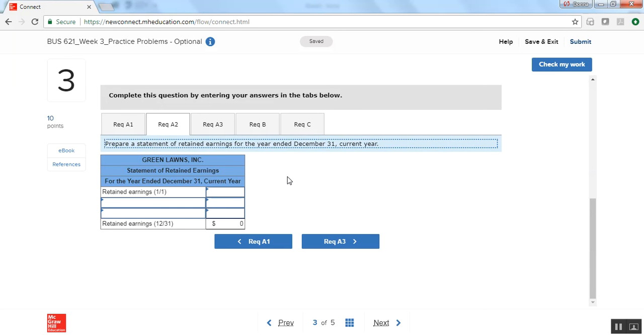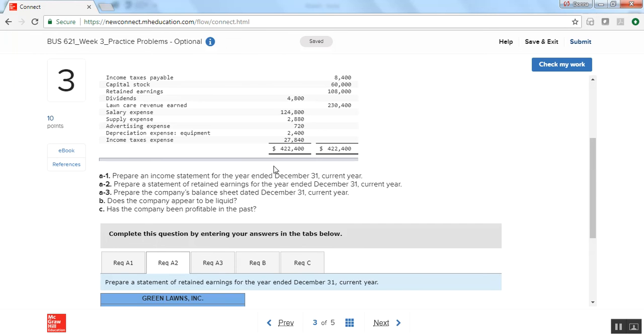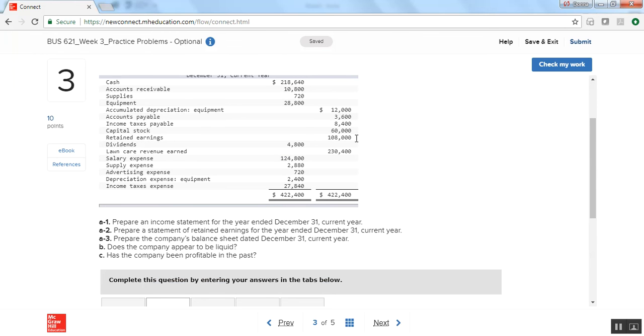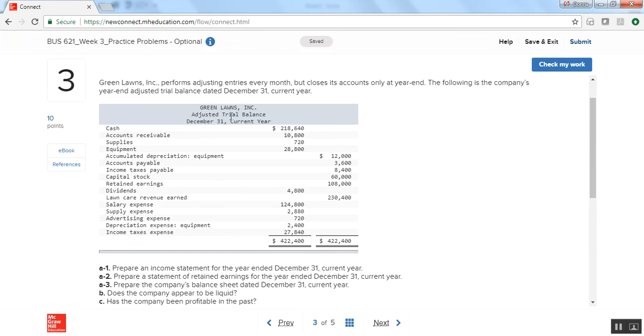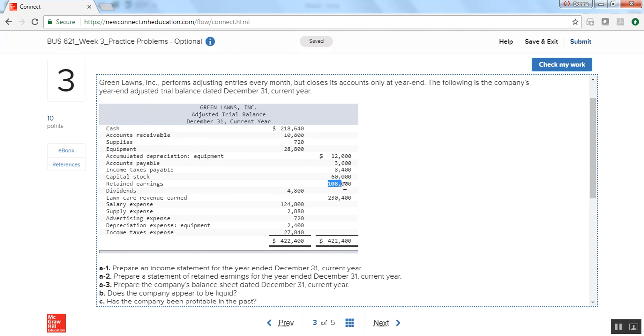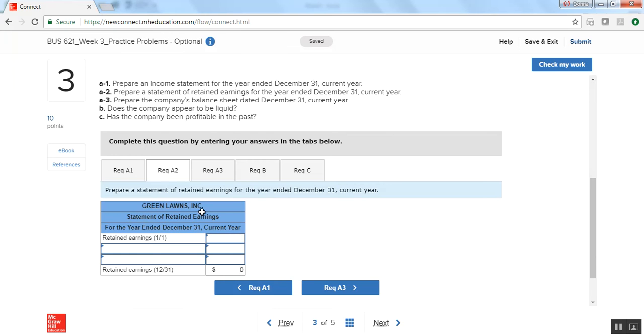Now we're going to go to the second part, which is putting together our statement of retained earnings. Basically we're starting with our beginning retained earnings, which for this year is what's currently on the adjusted trial balance. We've already made whatever entries we needed to make, so our retained earnings that we start with is $108,000.